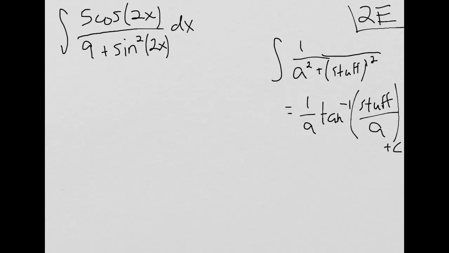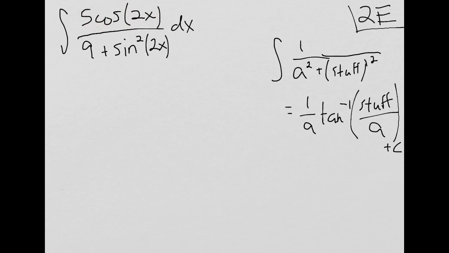2e is written over on the left, and I wrote the integral that gives me tan inverse in a little bit different form because I think that helps us with this particular problem. So it's 1 over a squared plus stuff squared.